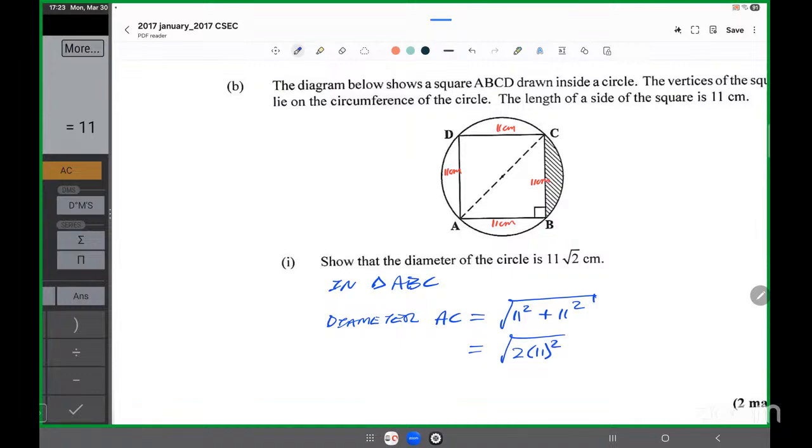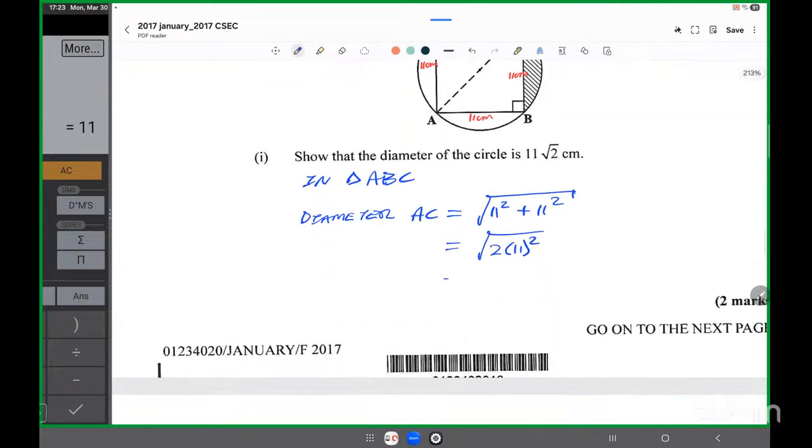Which then becomes the square root of 2 times the square root of 11 squared. Square root of 11 squared is 11. Understand that? So it becomes the square root of 2 times 11. And so that's what it becomes: 11 times the square root of 2. So that's 11 times the square root of 2 centimeters.